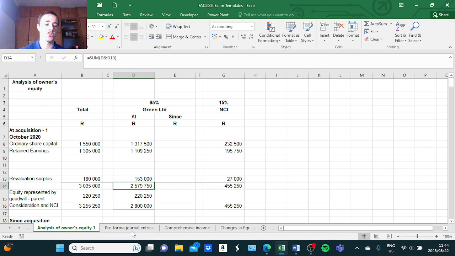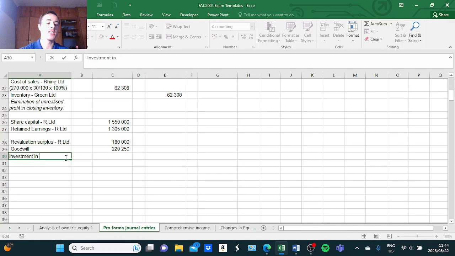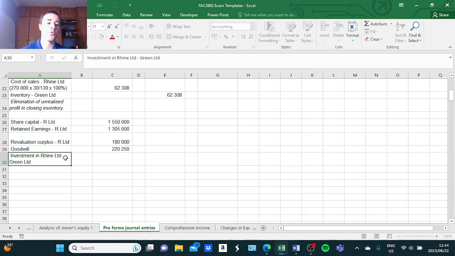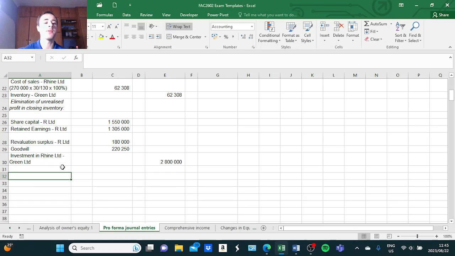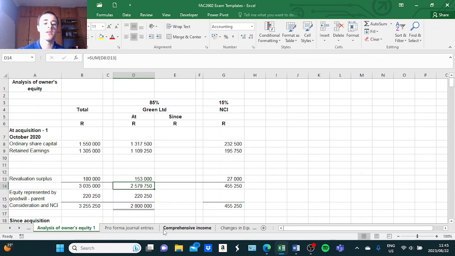Okay, then we need to credit the investment in Ryan Limited, which is given in Green Limited's records as 2.8 million. Okay, refer to your debit section in the trial balances. And finally, we need to record the NCI balance, or the non-controlling interests, which we have calculated to be 455,250.